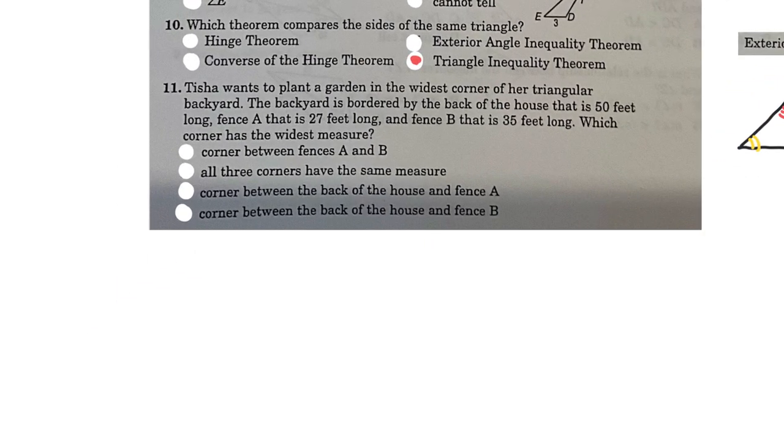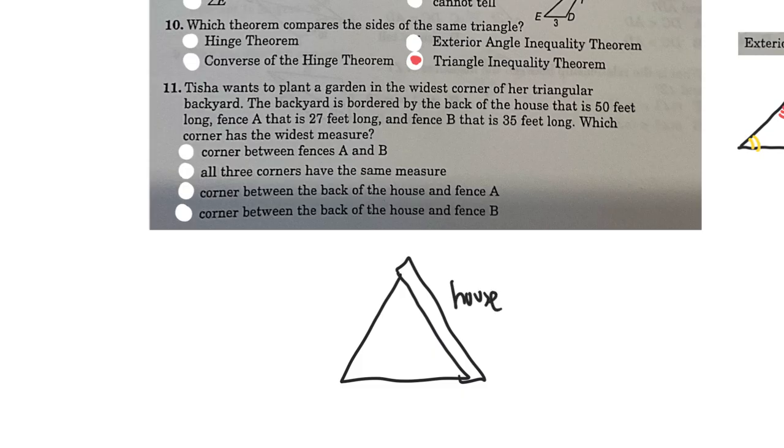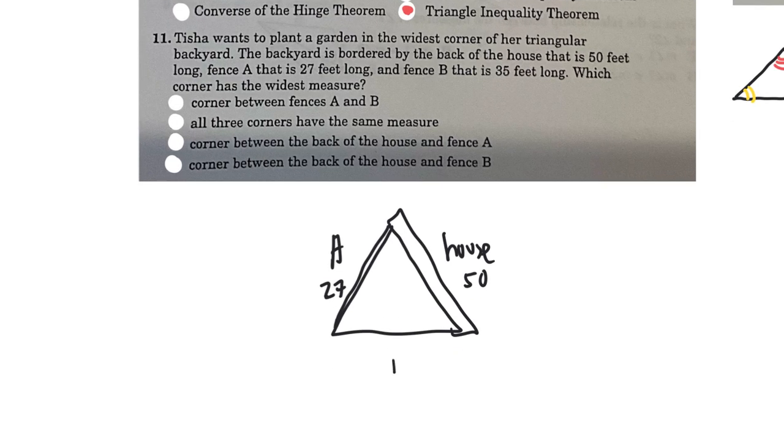Okay. Tisha wants to plant a garden in the widest corner of her triangular backyard. Here's a triangular backyard. Here's the back of the house, and that is 50 feet. Fence A, okay, that's fence A, 27 feet. And then fence B, 35 feet. And they want to know which corner has the widest measure.